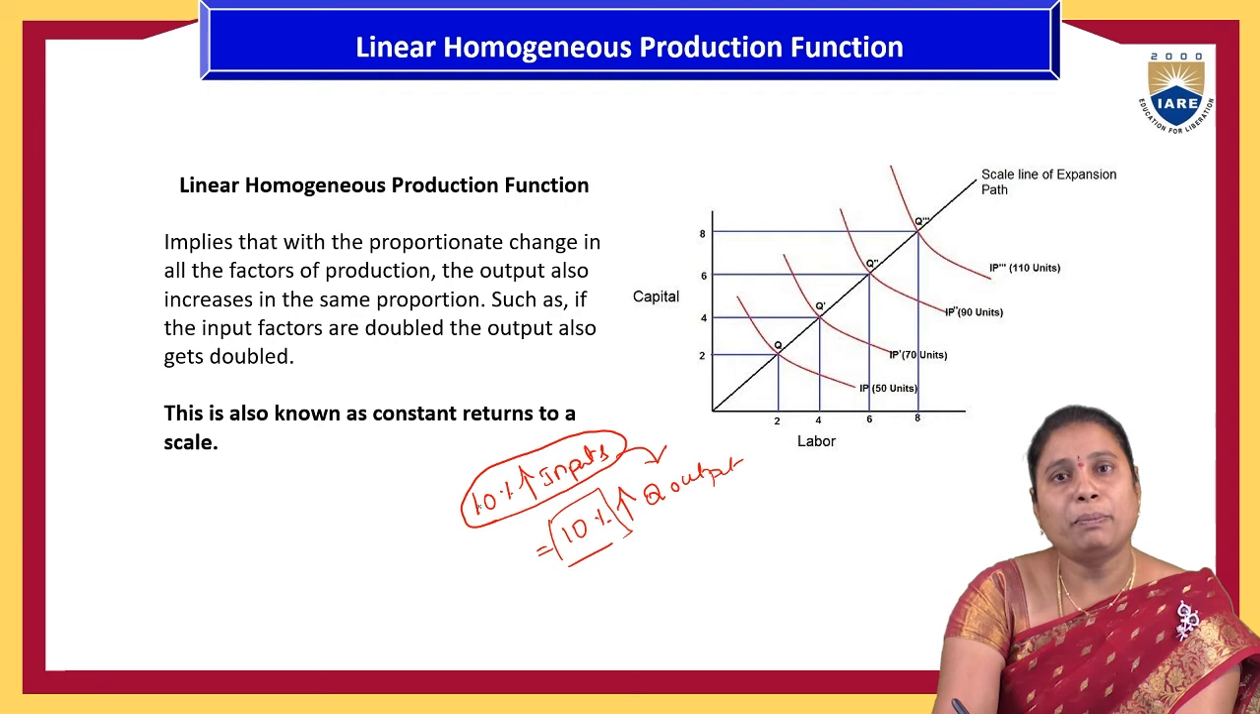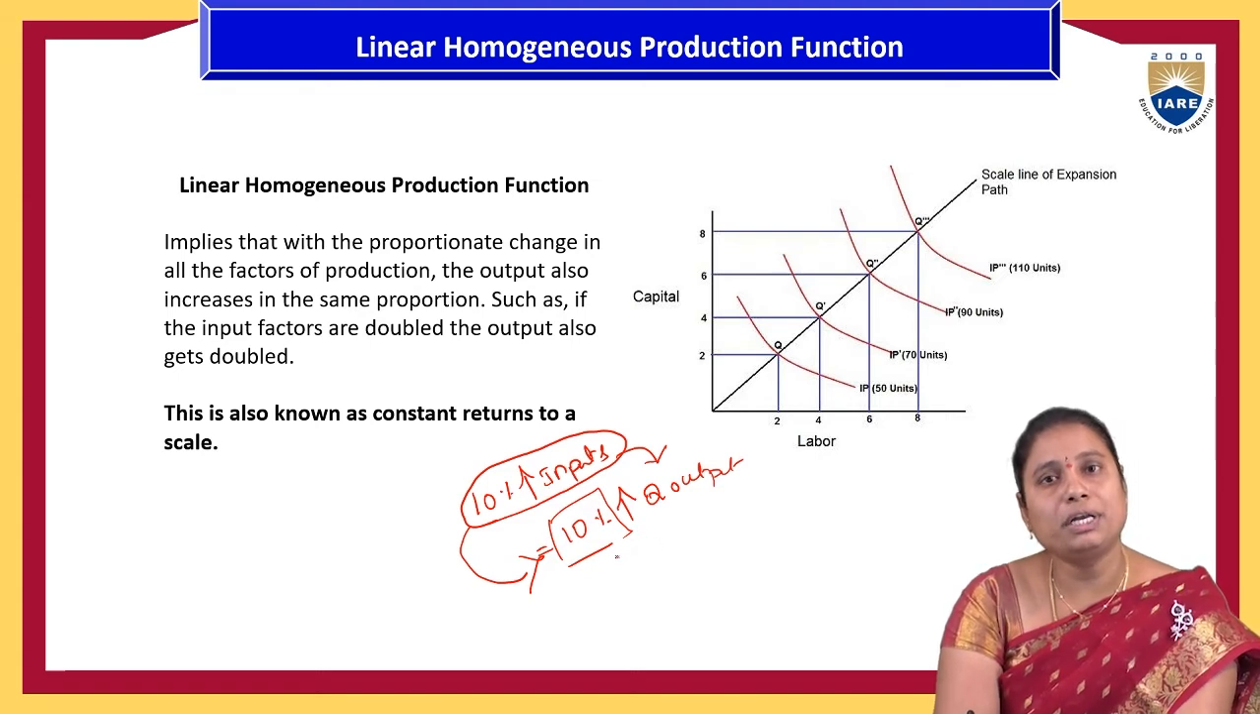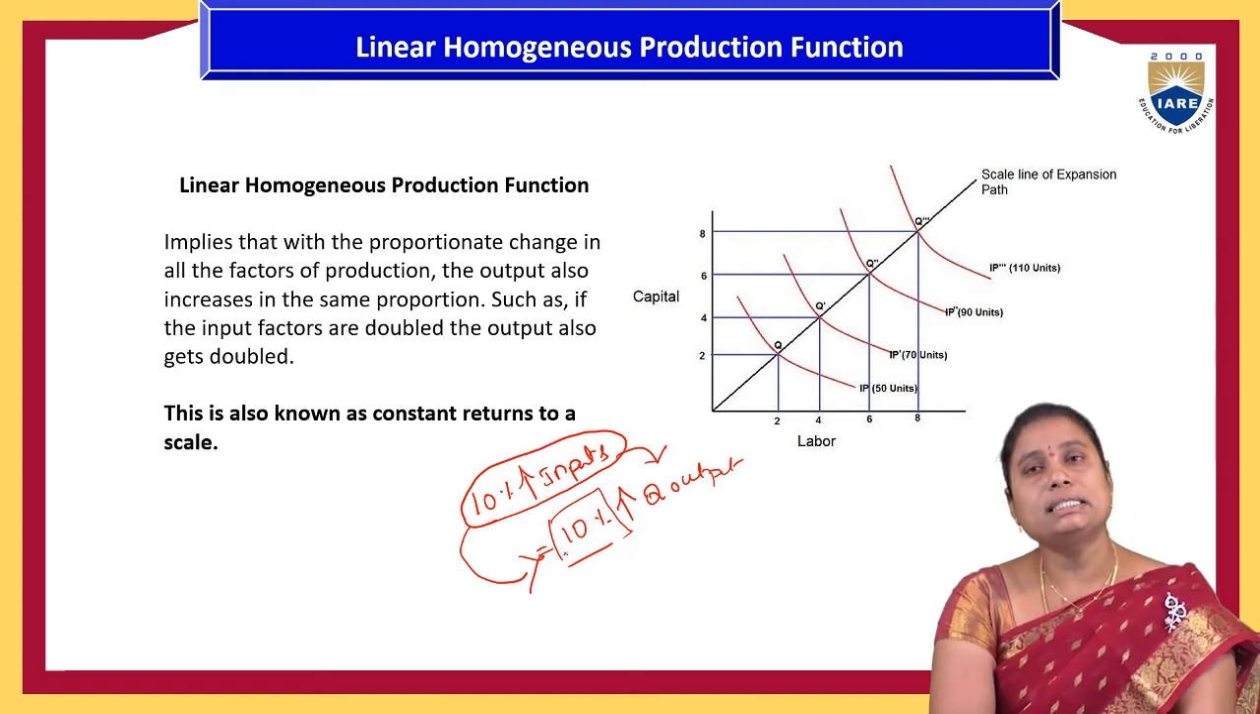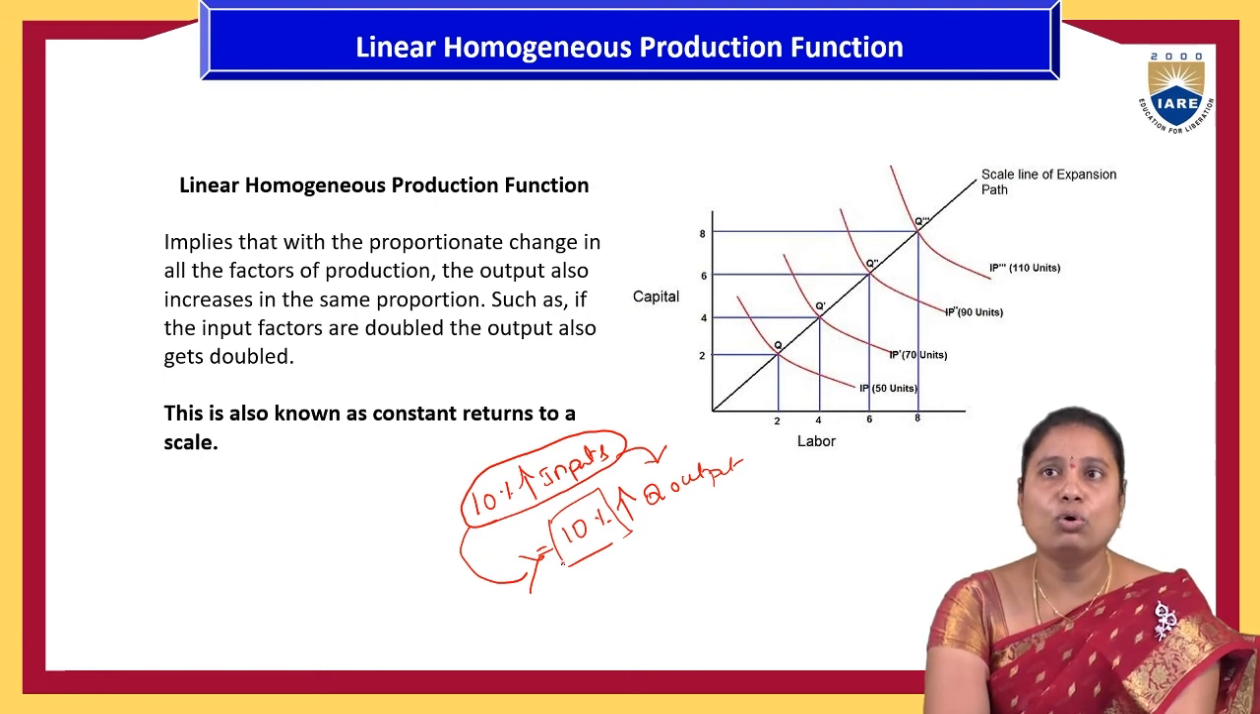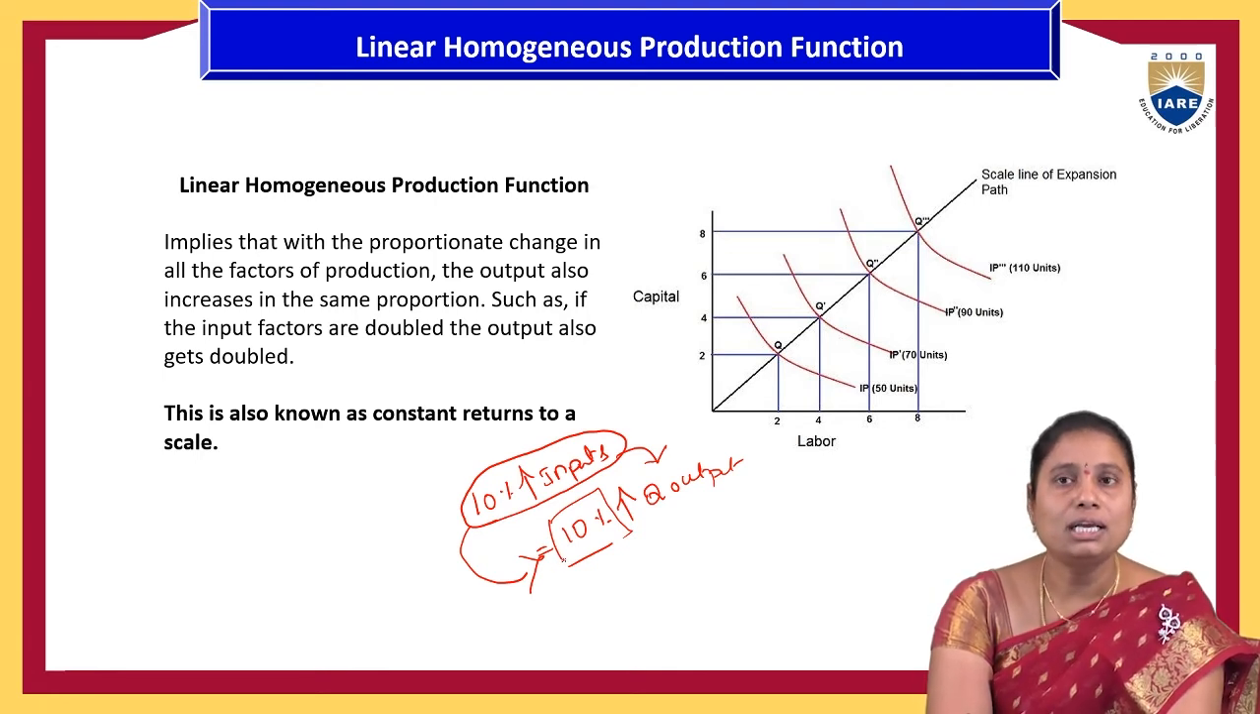So if that proportionate change in the input levels is equivalent to the change in the expected quantity levels, then we can say that linear and homogeneous inputs lead to the expected output. So that is called the linear homogeneous production function.